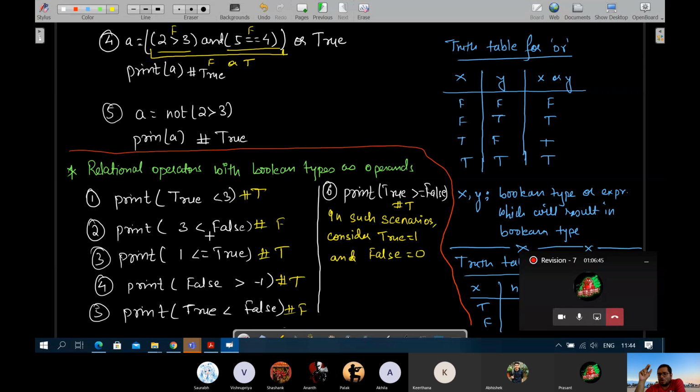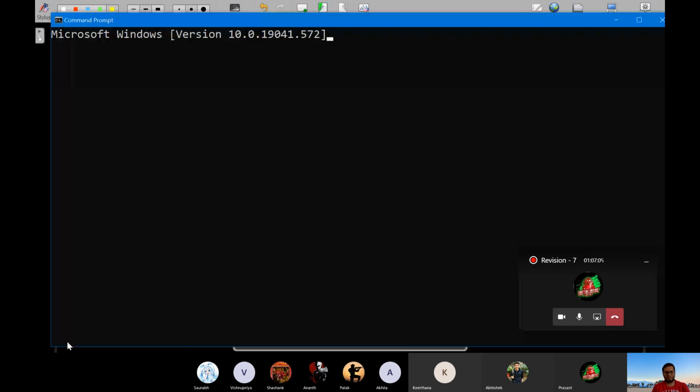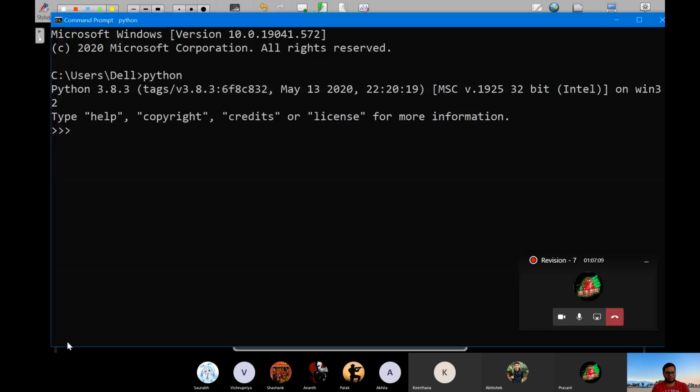When in case of relational operators, if boolean types are involved, because number types तो direct देख के बोल दोगे, 2 is greater than 3, it is obvious. But if boolean types involve, how will you solve? Okay, तो यहाँ पे देख लो, कोई भी एक एग्जांपल मैं दिखा देता हूँ. 1 is less than equals to true. True. ठीक है.